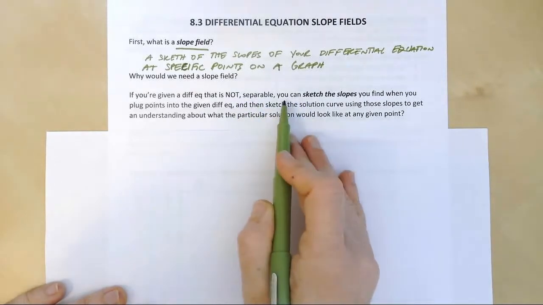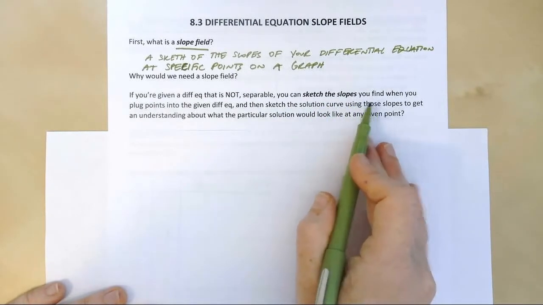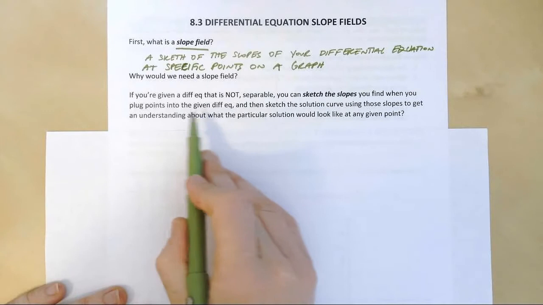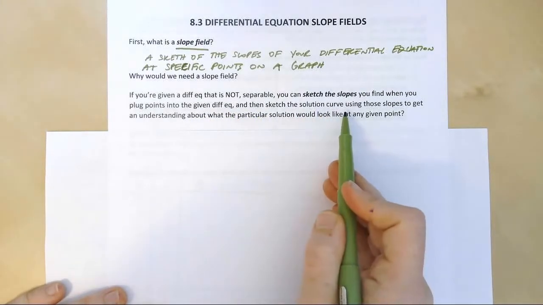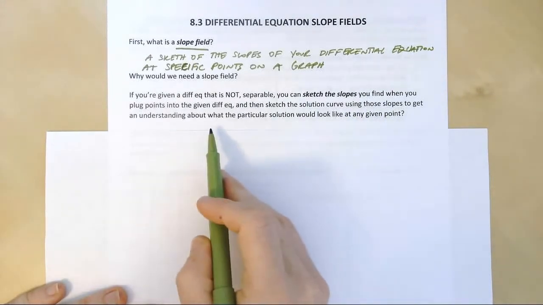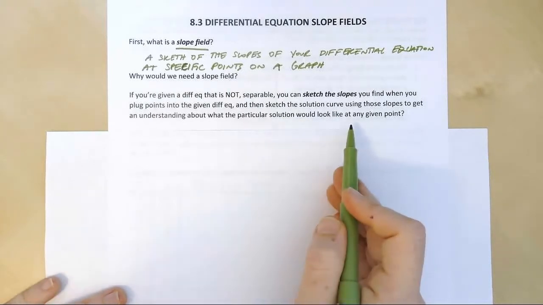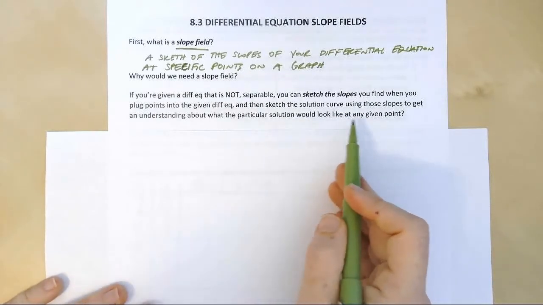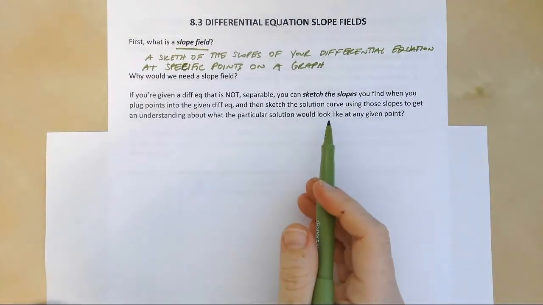So another option is to sketch the slopes that you find when you plug points into the differential equation, and then sketch the solution curve that passes through those slopes to get an understanding of what the particular solution would look like at a specific point. This might not make any sense yet, but when we go into this example and have a visual, I think it'll make a lot more sense. So let's jump into our example.